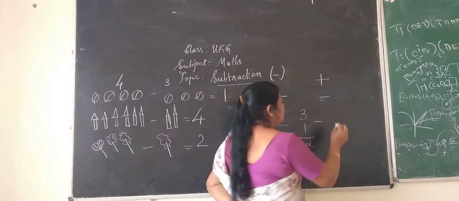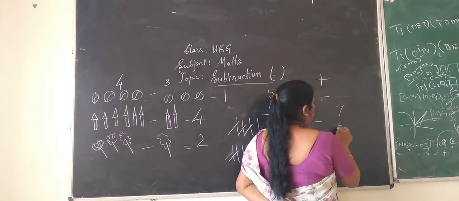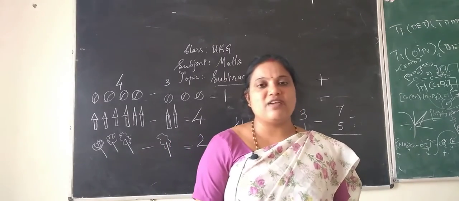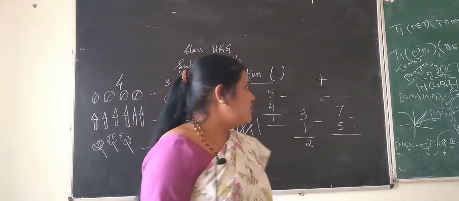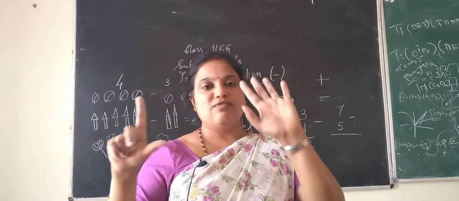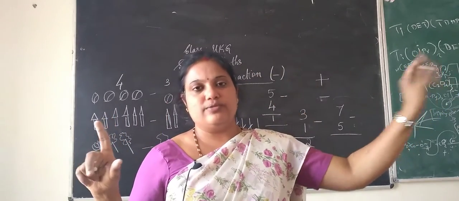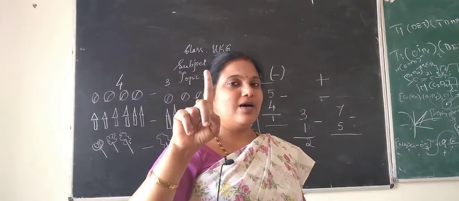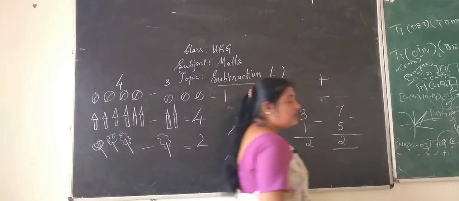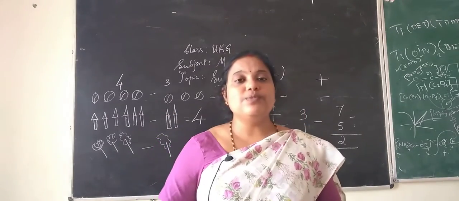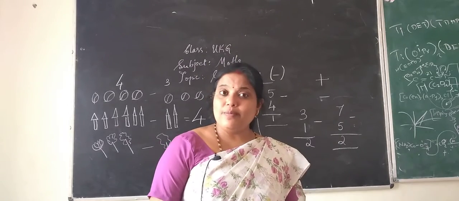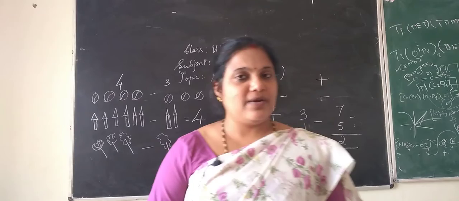Now let me do one more. 7 you got. 5 you want to minus. Think, for example, 7 books you got. Out of that 7 books, you gave 5 to your teacher. Now what is pending, children? 1, 2. So you have only 2 pending. So this is the way you need to subtract numbers. Got it? I hope you understood the subtraction method.